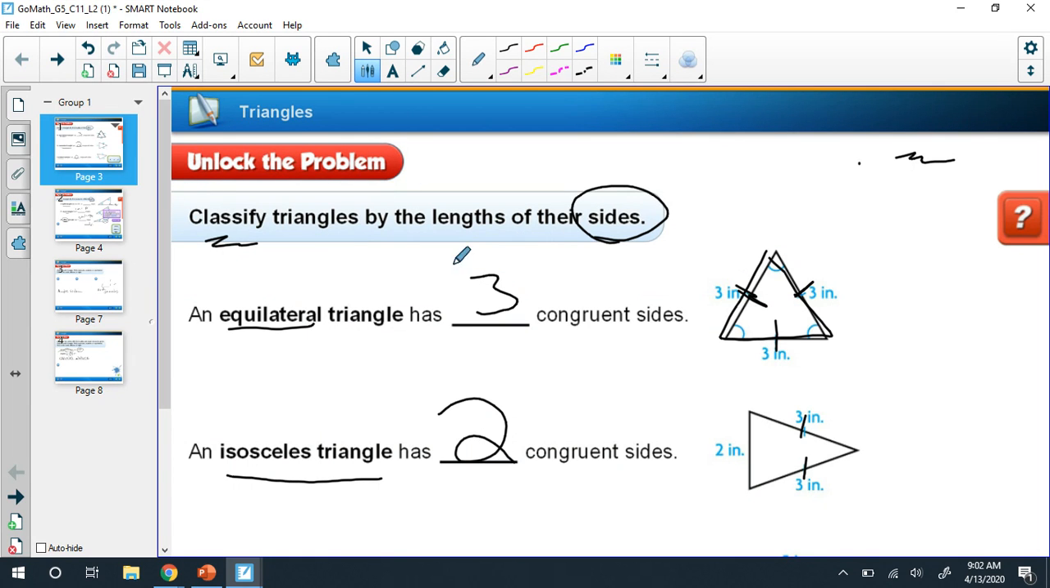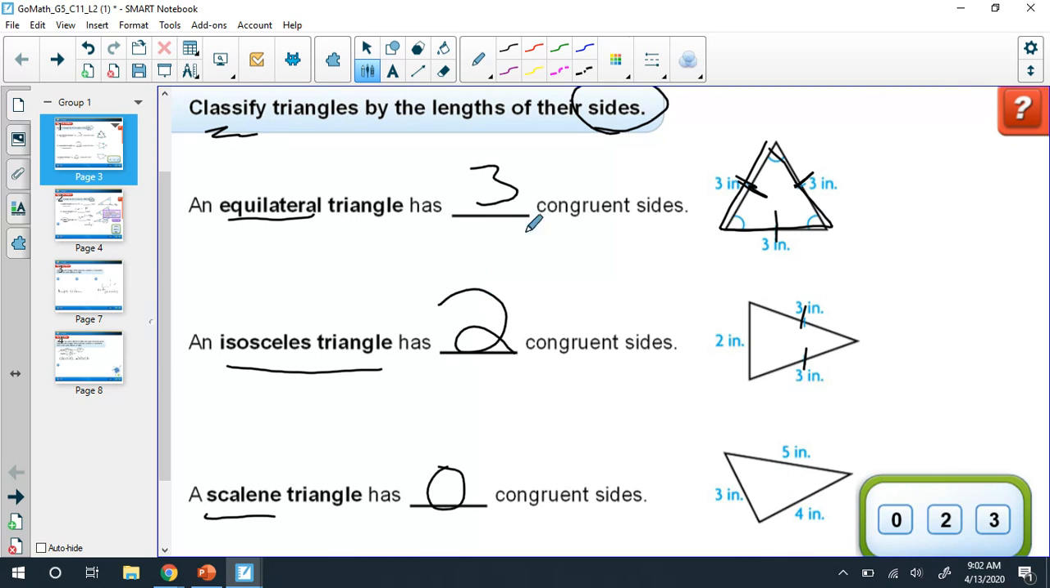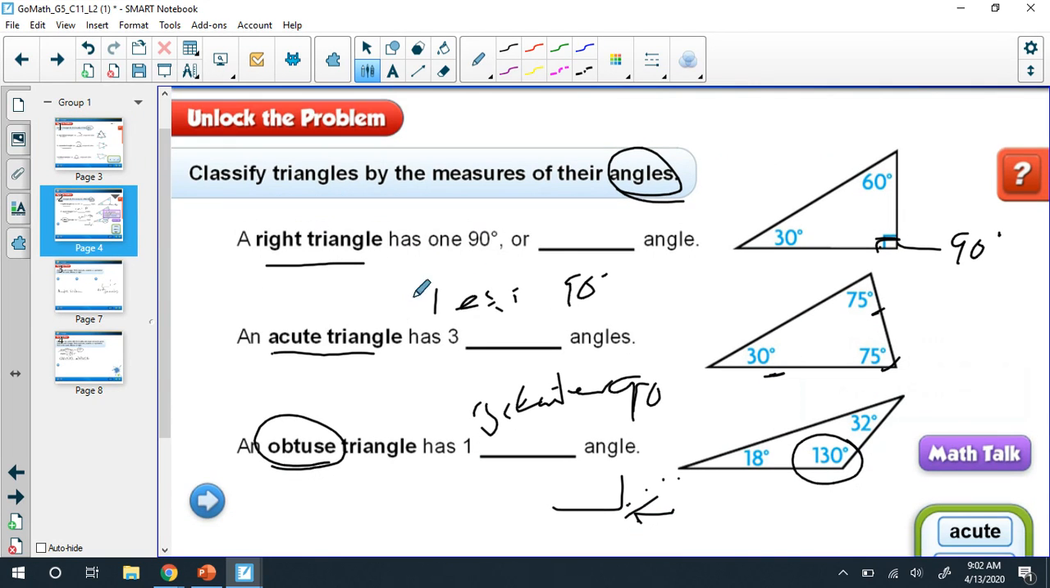Equilateral triangles have 3 congruent sides. Isosceles triangles have 2 congruent sides, and scalene triangles have 0 congruent sides. Right triangles have one 90-degree angle. Acute triangles, all 3 angles are less than 90 degrees. Obtuse triangles have one angle that is greater than 90.